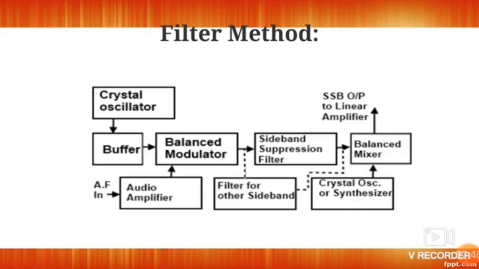In this block diagram, we are going to learn about generation of SSB by using the filter method. This method consists of one crystal oscillator, buffer, balanced modulator, audio amplifier, filter for other sideband suppression, single sideband filter, and crystal oscillator or synthesizer with balanced mixer to produce the SSB output.